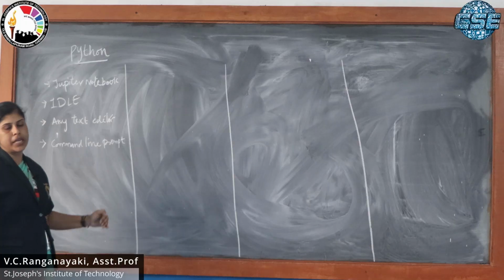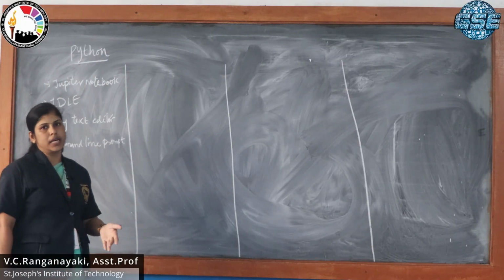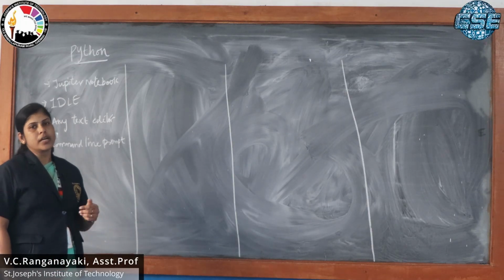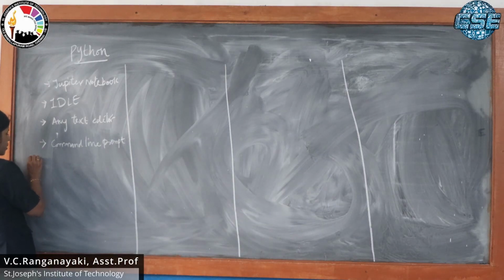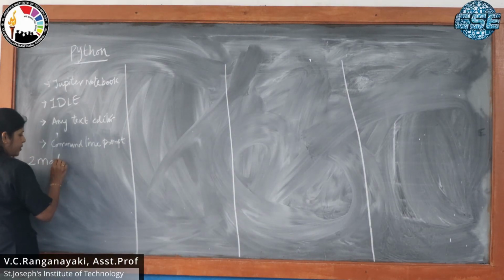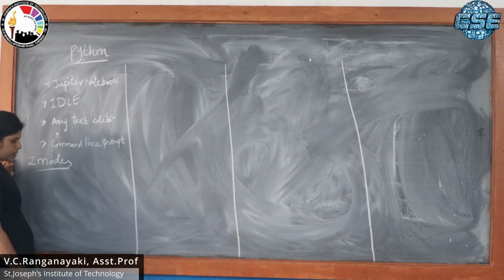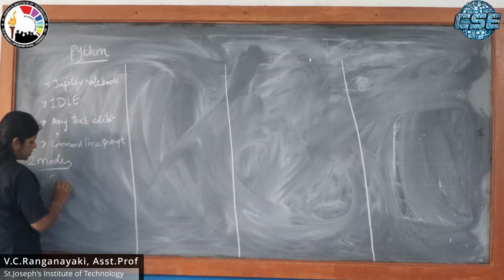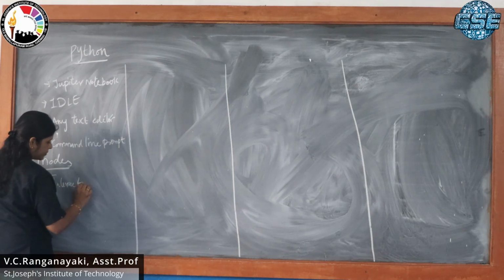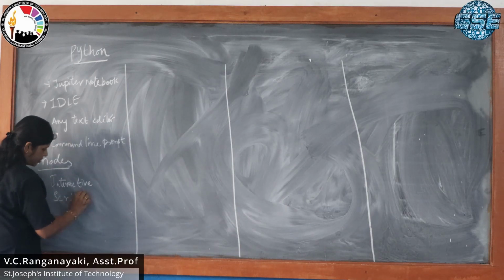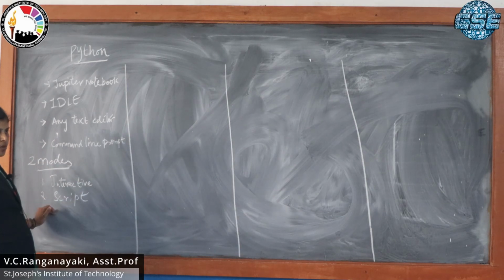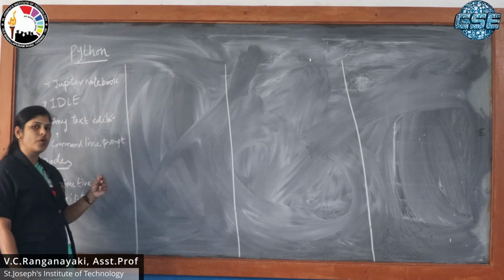After writing Python code we are going to run the code, right? In two ways, two modes, we can run a Python script. First one is interactive mode. Second one is script mode. In interactive mode we are running a small set of snippets.